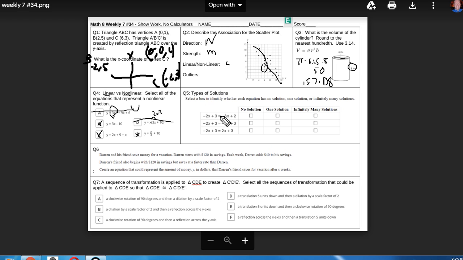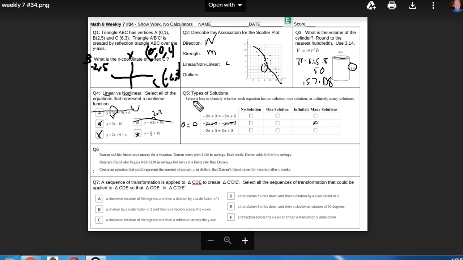Okay, so these ones are solving. We'd have to solve a couple of them. I can look and see I have negative 2x and I have 3, and I have negative 2x and I have 3. So I have the same thing. So this side cancels and this side cancels, giving me 0 equals 0. So that's going to be infinite solutions.